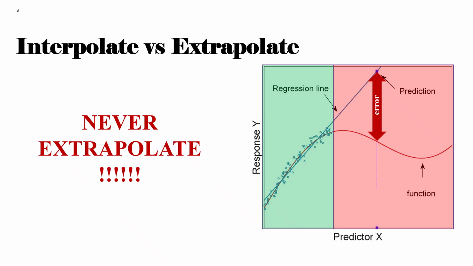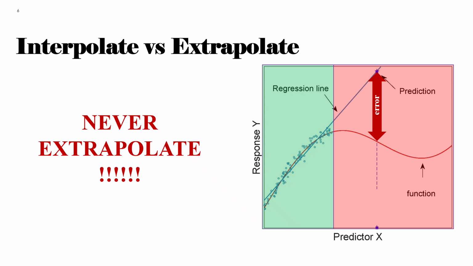In this region, we have no data to inform us about how the true relationship behaves. Even though the fitted line performs well within the observed data range, there is no guarantee that it will continue to perform well beyond that range. If the true relationship is nonlinear, extrapolating with a linear model can lead to large prediction errors. This illustrates a key limitation of regression models. Extrapolation is inherently risky and unreliable.